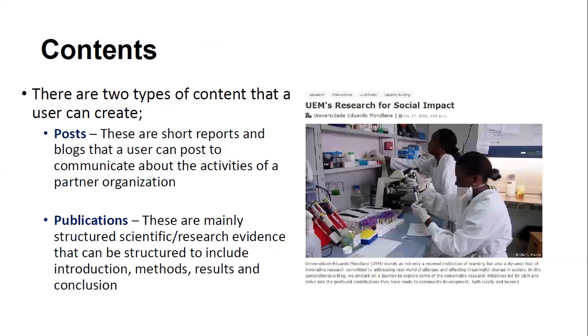There are two types of content that can be included on the wiki. One that we are calling posts, and another that we are calling publications. So those are two P's. Two P's for the wiki. P1, posts. P2, publications. The first content is, you have a short story, a short blog, a short communication that you think is relevant for the community.